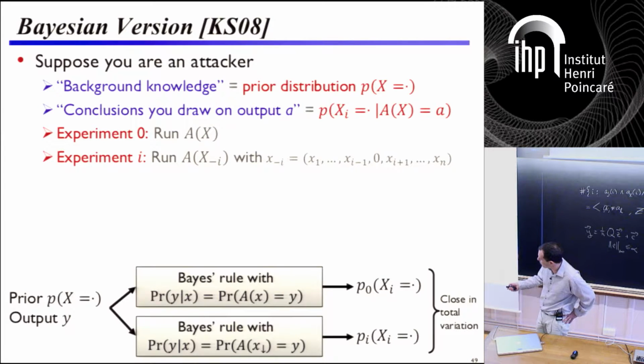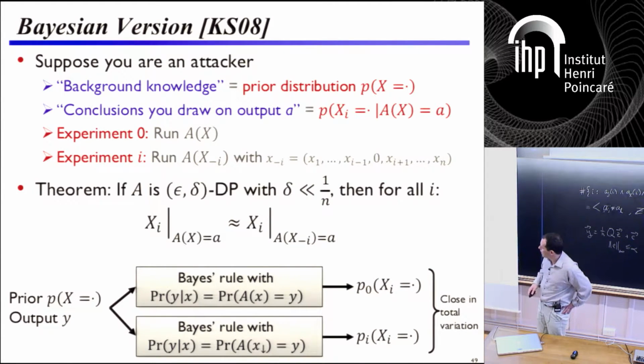We start with the same prior and a particular output y, let's say, and now the conditional distribution. In one case, you're going to run Bayes' rule to come up with your posterior distribution, with the hypothesis that y was generated from A of x. And in the second case, you're going to run it with the hypothesis that y was generated from A of x with i removed. I'm sorry, the PowerPoint ate the minus i. But basically, you're getting two different posterior distributions, one when x was used, one when x without i was used.